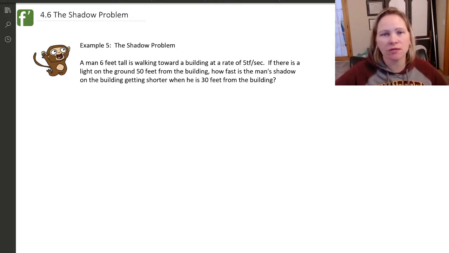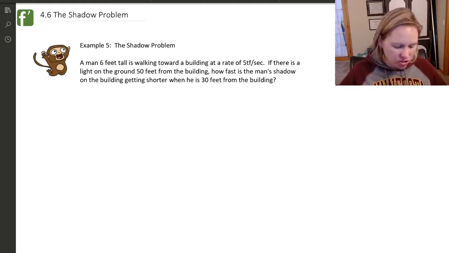And usually the one that people are most familiar with, you'll probably see this in an AP classroom, is the man walking toward or away from a lamppost. And the question asks about how fast his shadow is changing. And it's a great problem, and it involves similar shapes and similar triangles. And so this is a similar problem that uses a lot of that same thinking. So let's take a look.